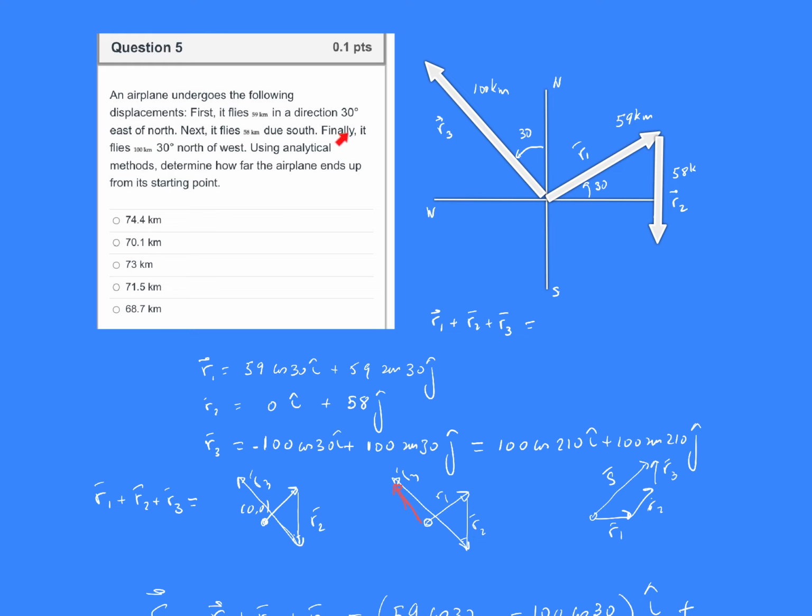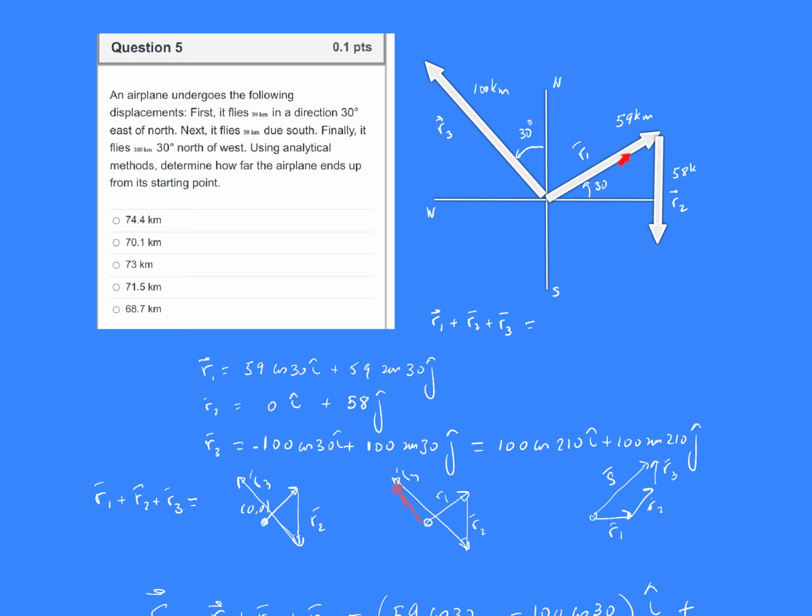Later on, he does 58 kilometers going to the south. So this is this direction. And finally, he goes 100 kilometers, 30 degrees north of the west. So the north is this direction, 30 degrees to the west. I interpret that this is 100 kilometers. So I have three vectors.